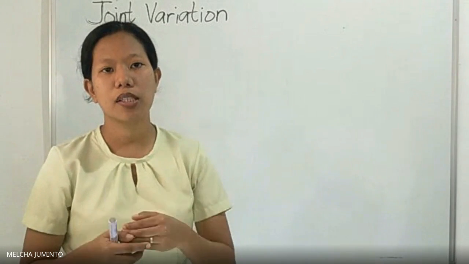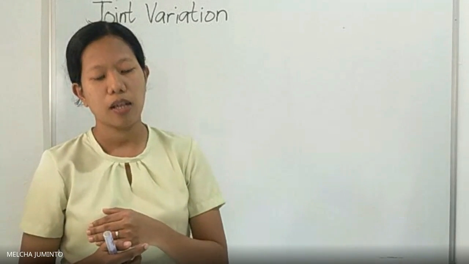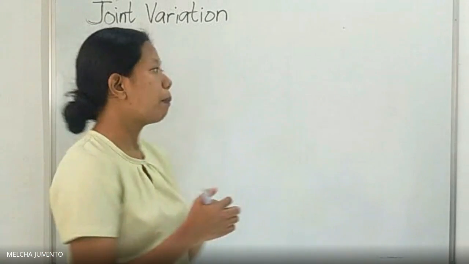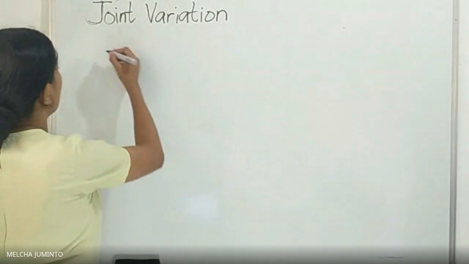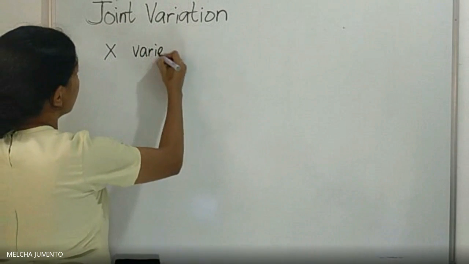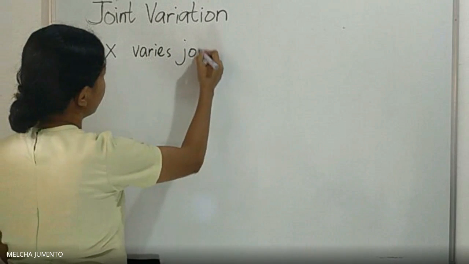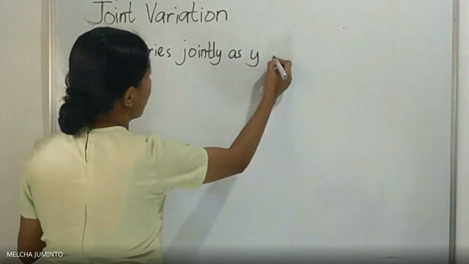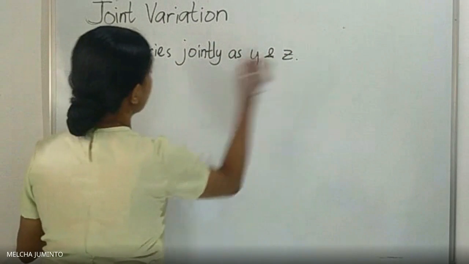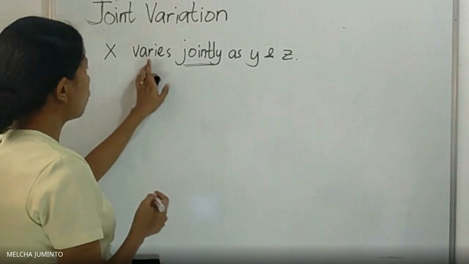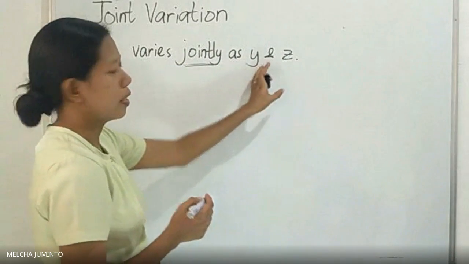X varies jointly. We have now the word jointly as y and z. So for example, we have that statement. X varies jointly as y and z. So we have now the term jointly. X varies jointly as y and z.